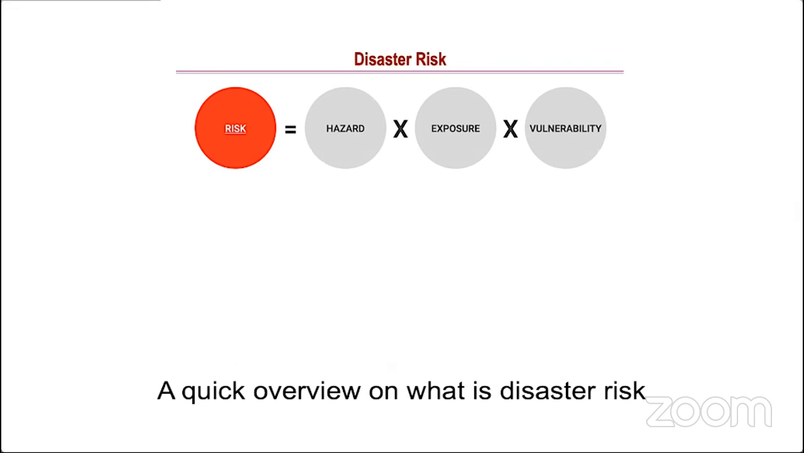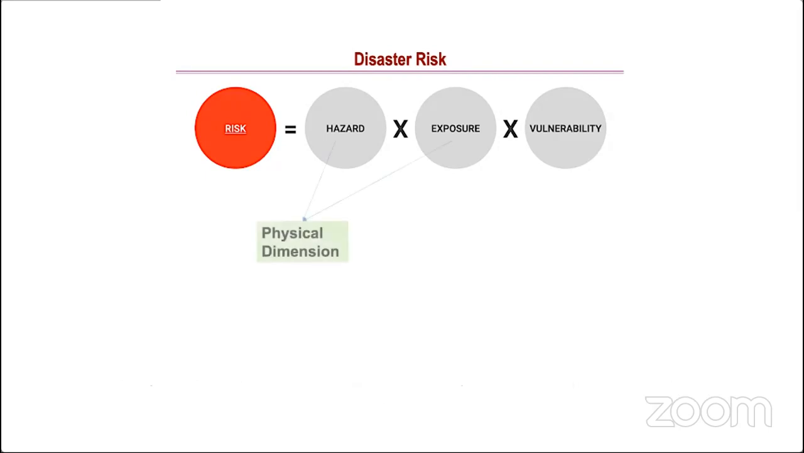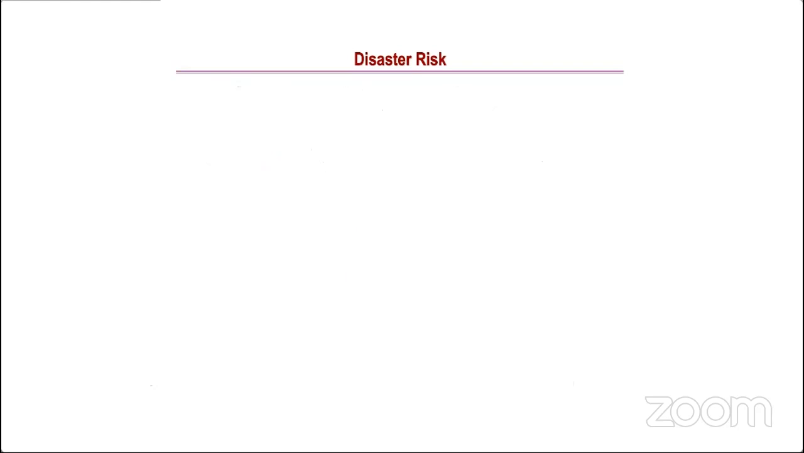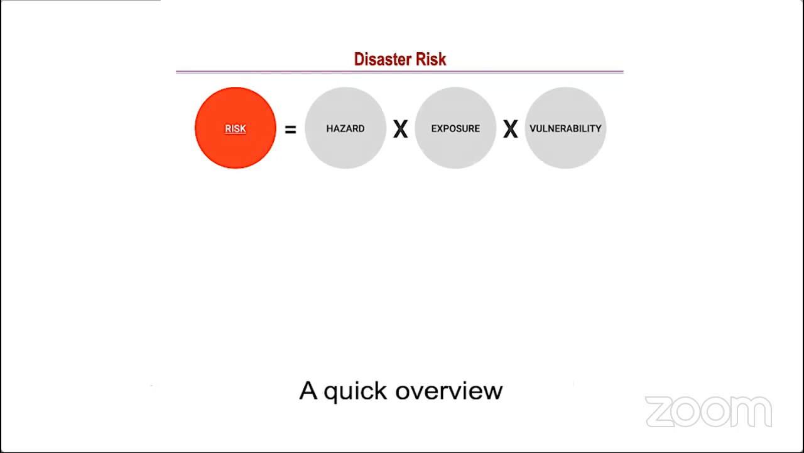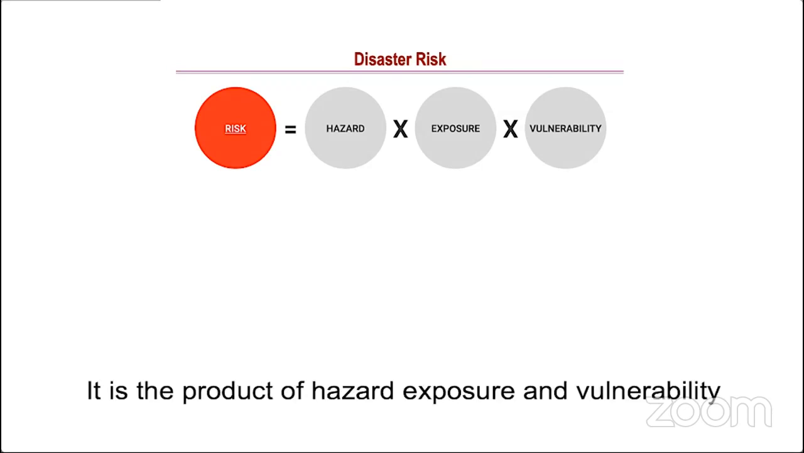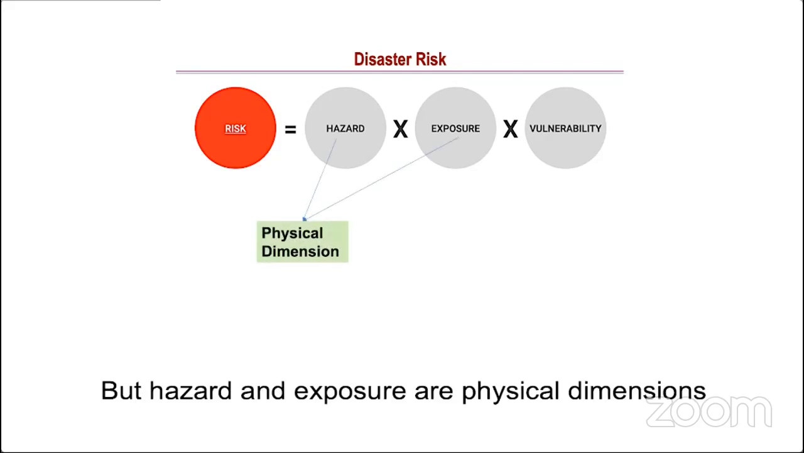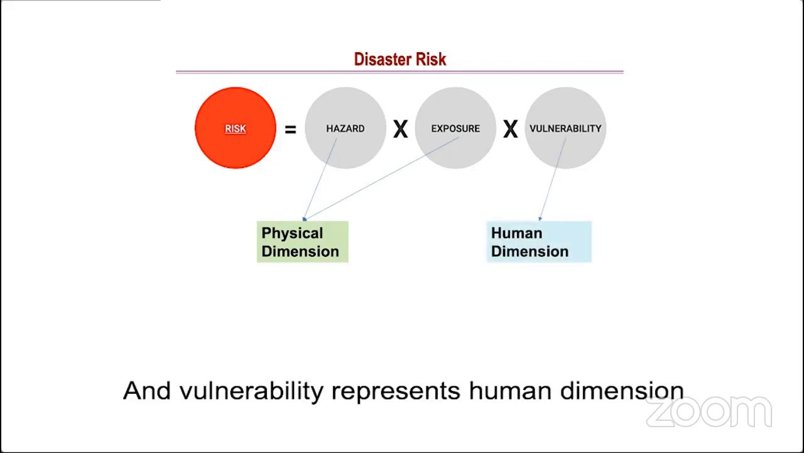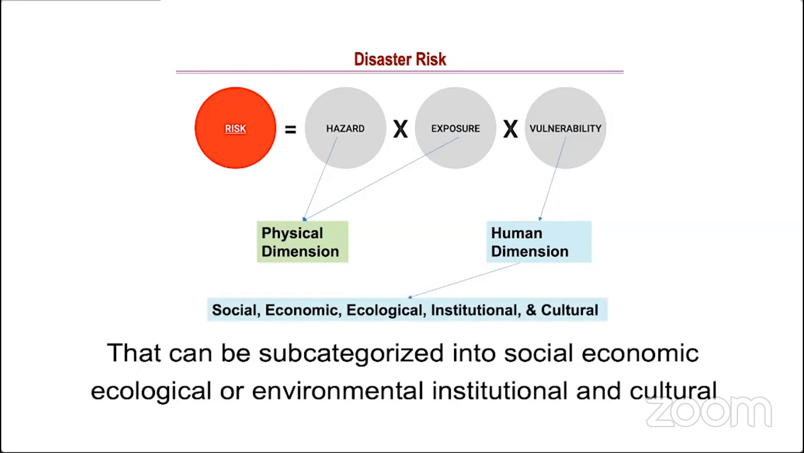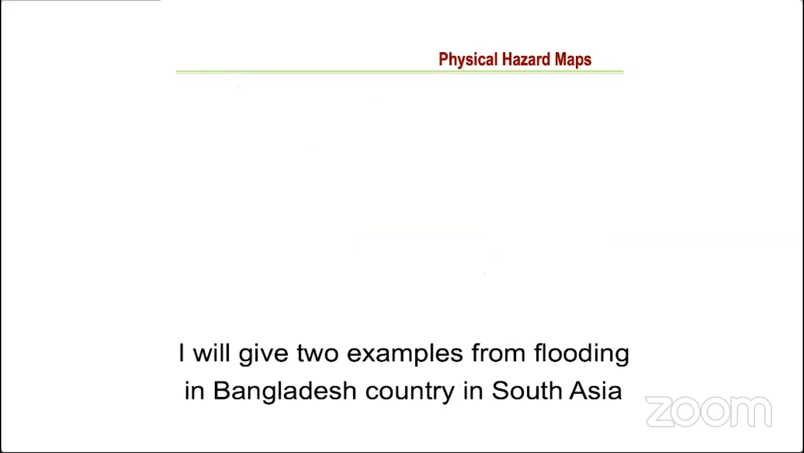A quick overview on disaster risk. It is the product of hazard, exposure, and vulnerability, where hazard and exposure are physical dimensions, and vulnerability represents the human dimension. That can be subcategorized into social, economic, ecological or environmental, institutional, and cultural. Our focus today will be vulnerability. I will give two examples from flooding in Bangladesh, a country in South Asia.